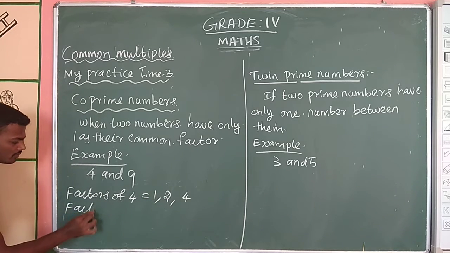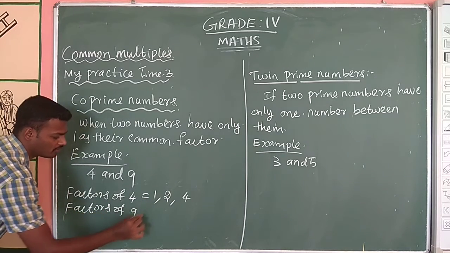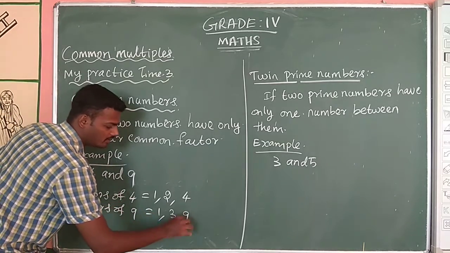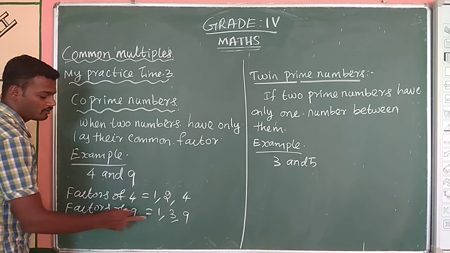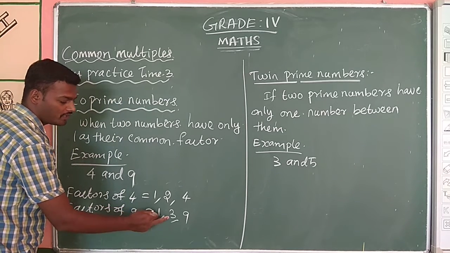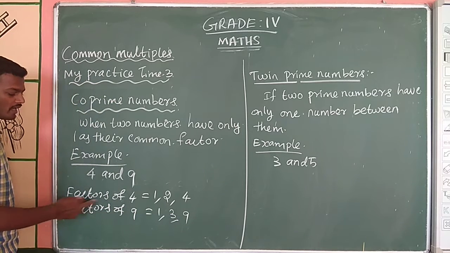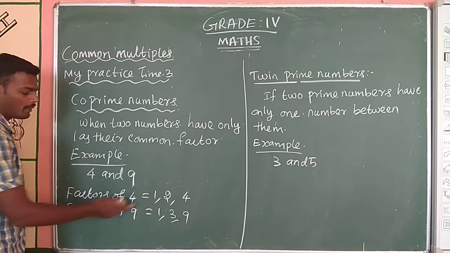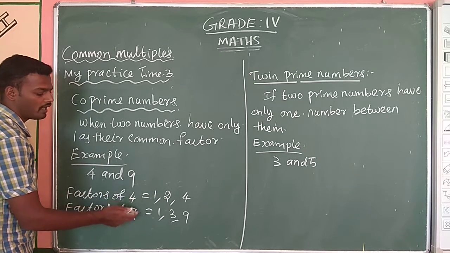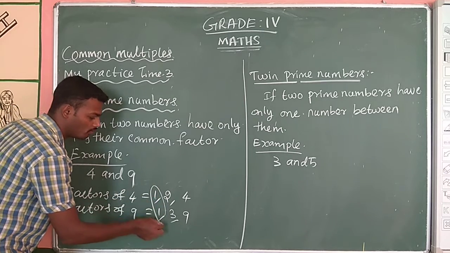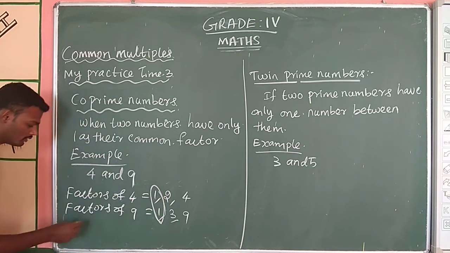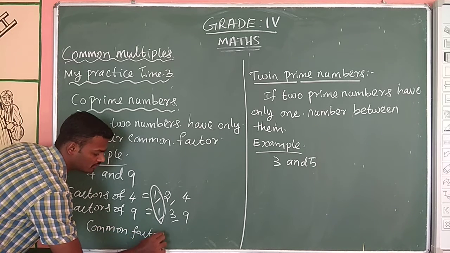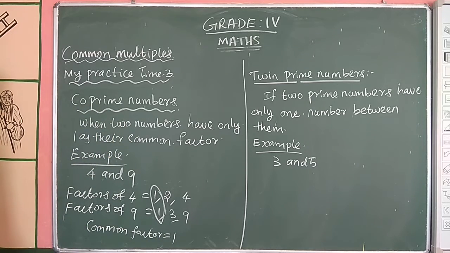The factors of 9 come from the first table, third table and ninth table: 1, 3 and 9. Comparing the factors of 4 and 9, the only common factor is 1.